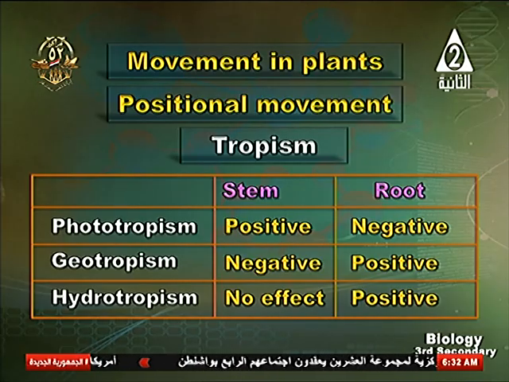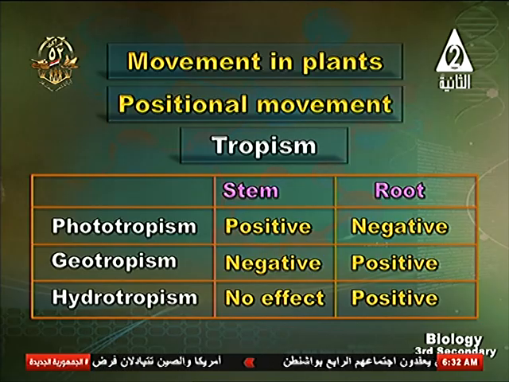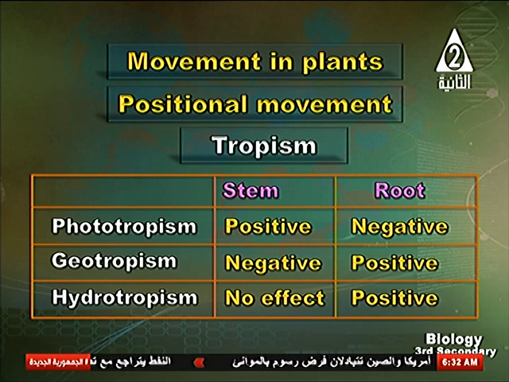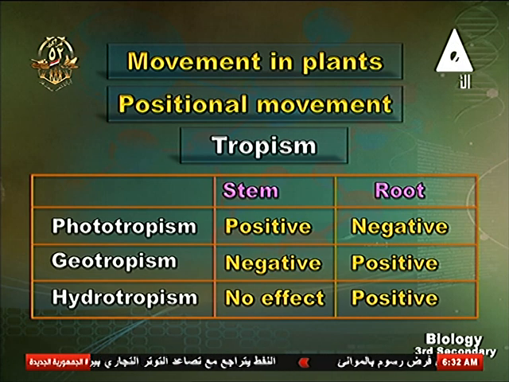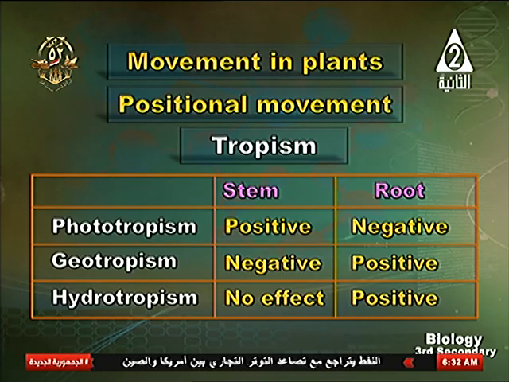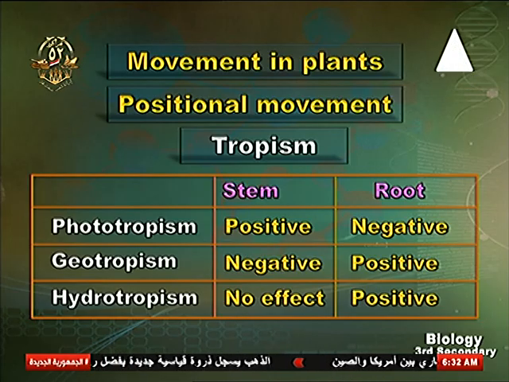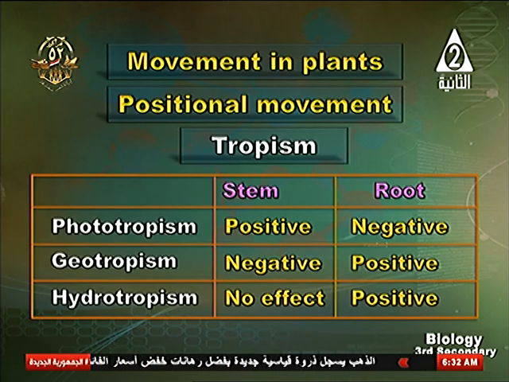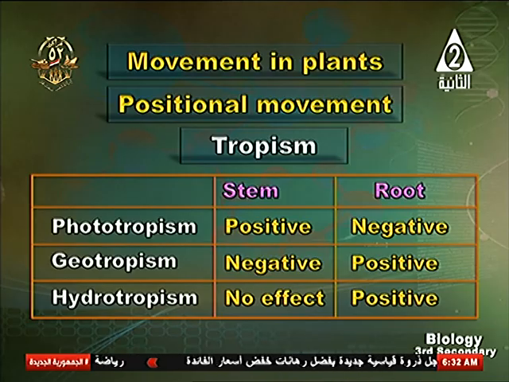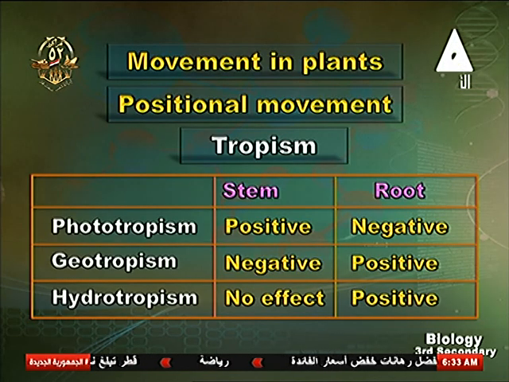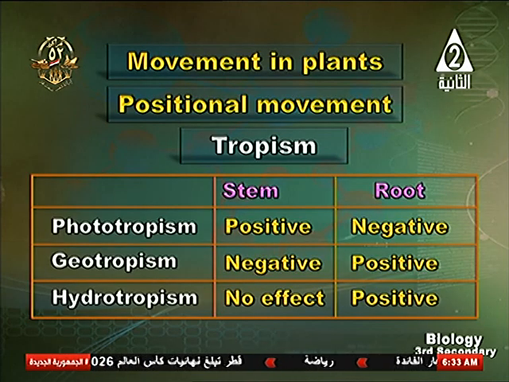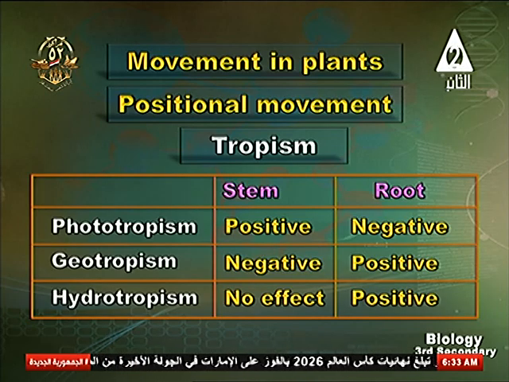Stem doesn't search for water. It is not the function of the stem, so it has no effect with hydrotropism. Hydrotropism means the effect of water, geotropism means the effect of gravity, phototropism means the effect of light. The function of the root is to search for water, so the root is positive hydrotropism, bending toward the soil which has water.